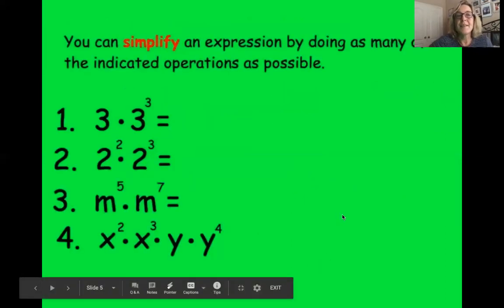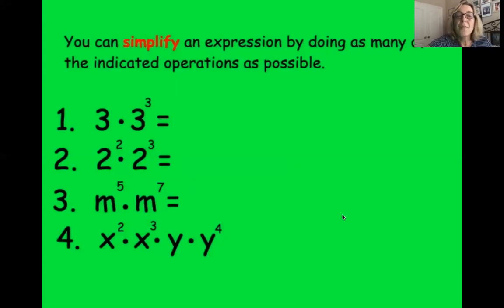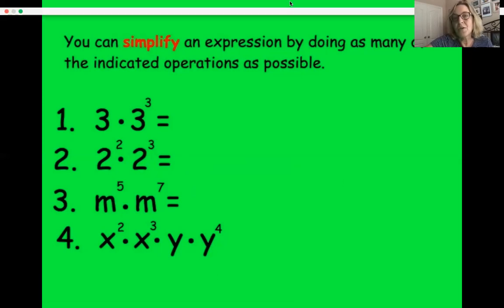So let's try these. I'd like you to pause the video and work out simplifying these expressions, and then come back and check your work.